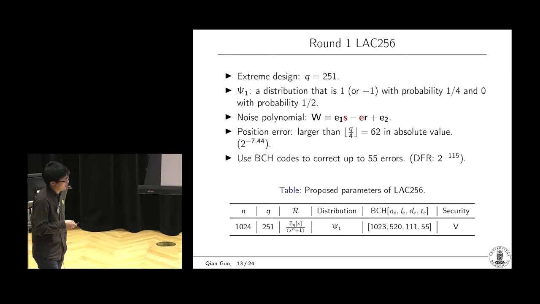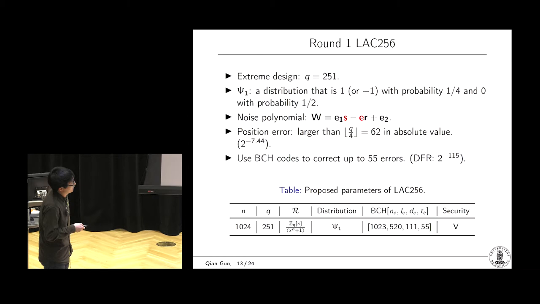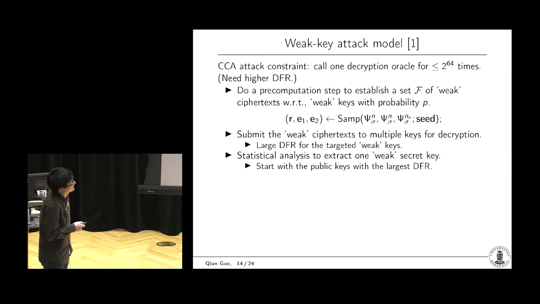Another thing to mention is that they use this ring. If we do this modular x^n plus one operation, then we need to change sign for some positions. So we will consider a weak key attack model because in the NIST competition, they have an attack constraint. We can only call one decryption oracle about 2 to the 64 times at most. So in that case, if we have this small decryption failure rate, it's very, very small probability to get only one error.